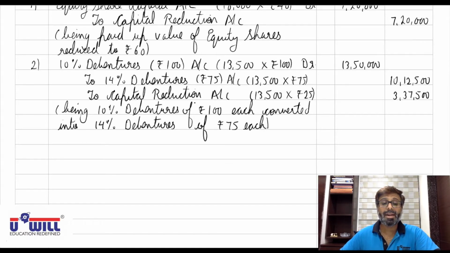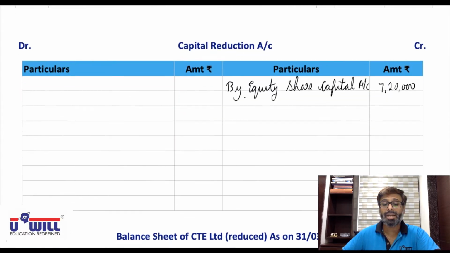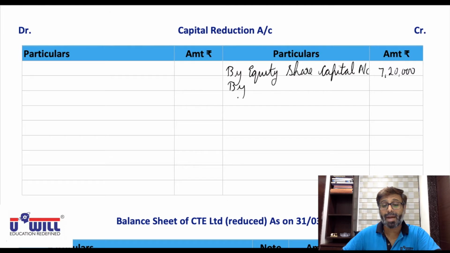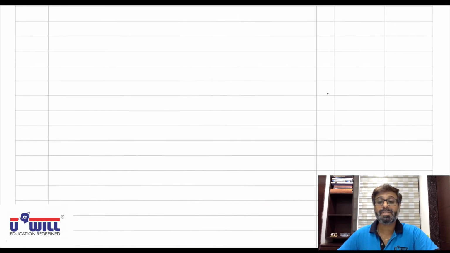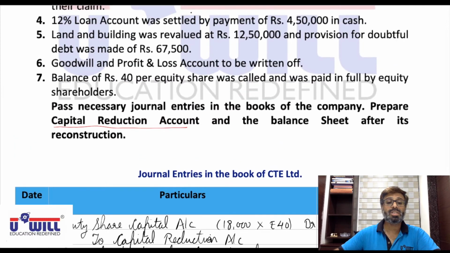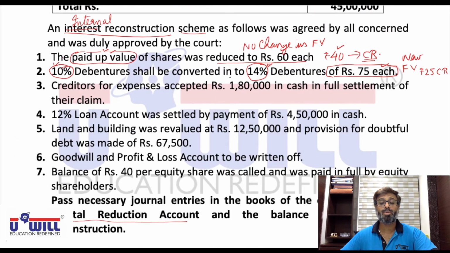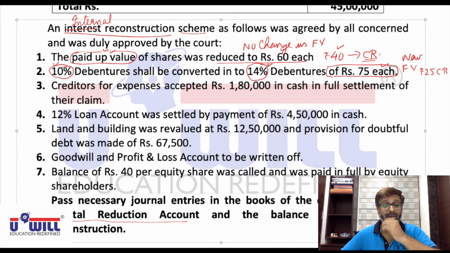Now to capital reduction. So in capital reduction on credit side we'll write the opposite account by 10% debentures account with the amount what they are sacrificing, 3,37,500. I hope everyone is clear with this. Next, so this was a simple entry of debentures. We have seen far more complicated in the last question number what we had solved.